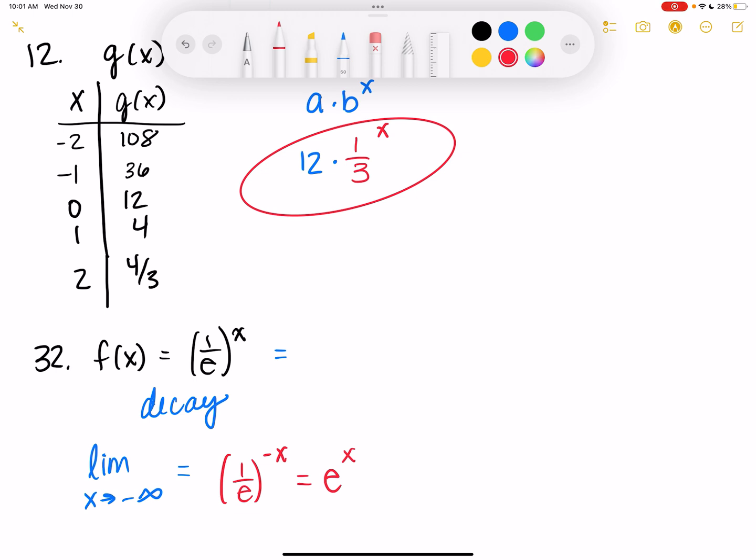Okay, so e is something about 2. So 2 raised to the 500 is what? Not actually, but that's really, really big. So this is going to infinity.